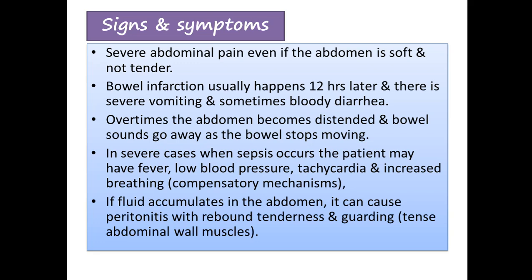The signs and symptoms of ischemic bowel disease: initially there is pain, but in the initial stages of the disease, the abdomen may be soft and it may not be tender. When the bowel is deprived of its blood supply, it takes about 12 hours for the infarction to develop, and it is characterized by severe vomiting and sometimes bloody diarrhea, if hemorrhagic necrosis occurs in the areas of the intestine which is deprived of its blood supply.